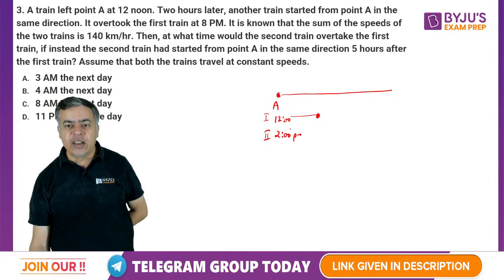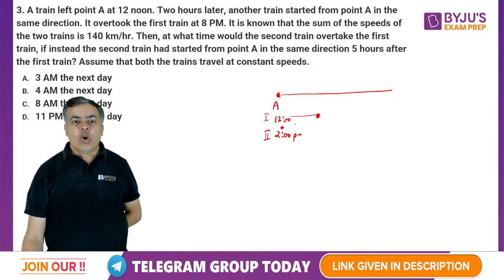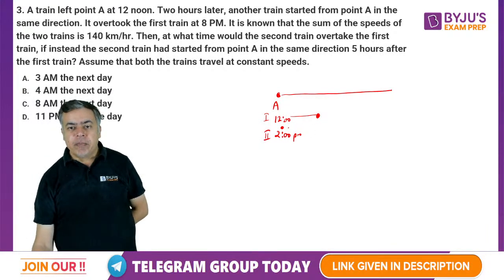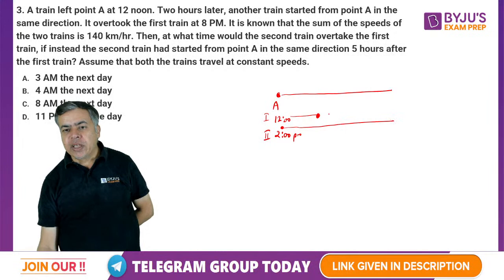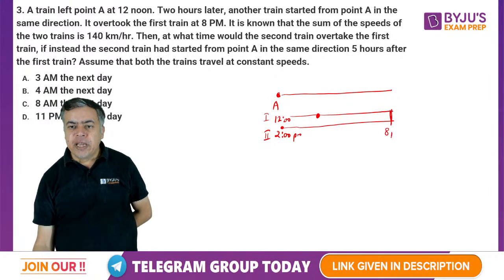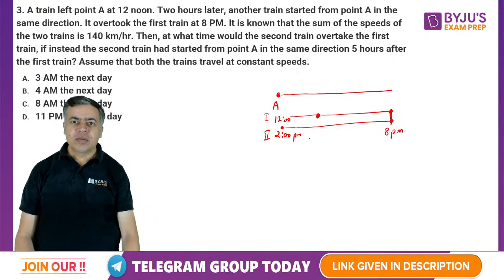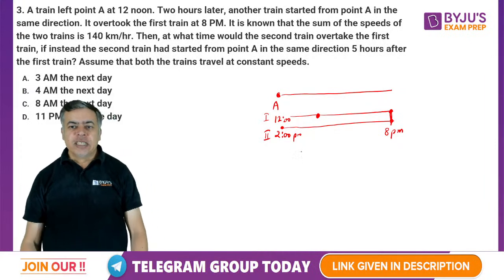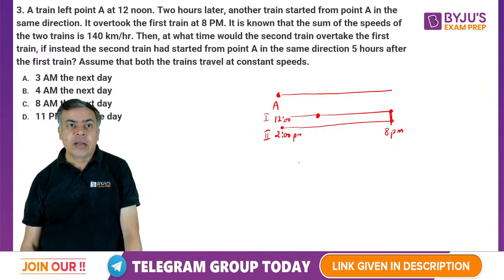So let's say when the second train starts from here, it overtook the first train at 8 p.m. That means at 8 p.m. they will reach the same point. It is known that the sum of the speeds of the two trains is 140 km per hour.